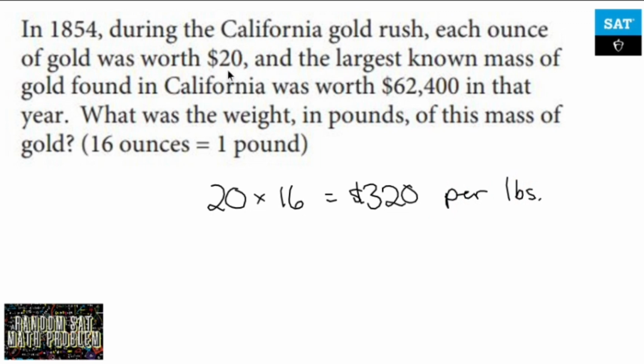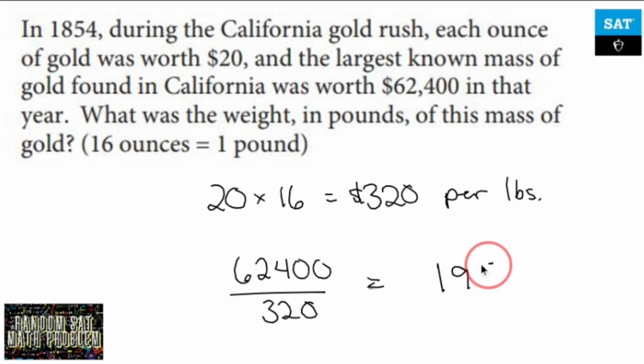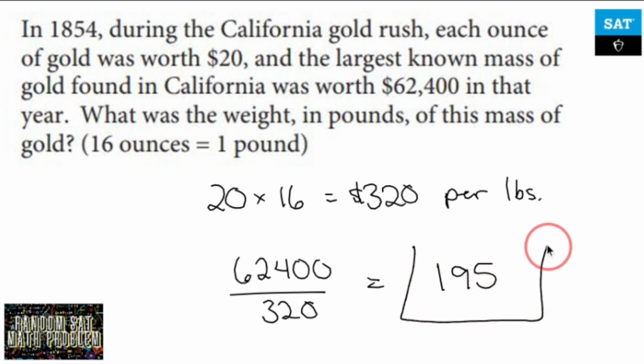The largest was worth $62,400. They want the weight in pounds. So 62,400 divided by 320. I'm allowed to use a calculator for this, so I'm not going to lie. I'm going to go right to a calculator off screen and do that right now. And of course, I made a little typo, so I have to go back and fix that. I hope everyone's having a good day. 62,400 divided by 320 is 195 pounds. That's a lot of gold.